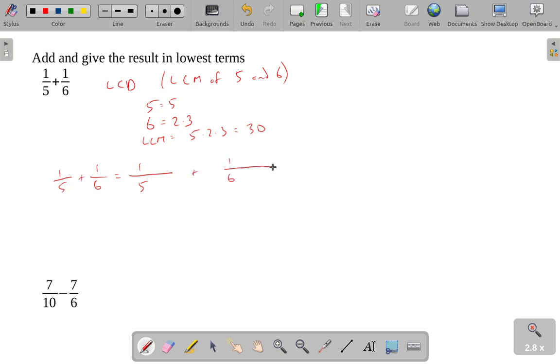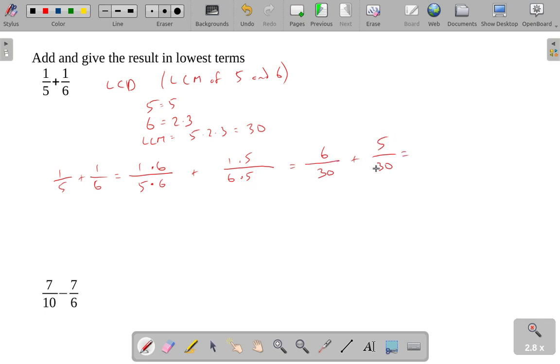plus 1/6. I'm going to leave myself some room there because this is going to be something over 30 plus something over 30. So if I want this number to be written as something over 30, I need to multiply both top and bottom by 6. So 5 times 6 is 30, and 1 times 6 is 6. Similarly here, I'm starting out with 6, and I want it to be a 30. I want to multiply top and bottom by 5. 6 times 5 is 30, and 1 times 5 is 5.